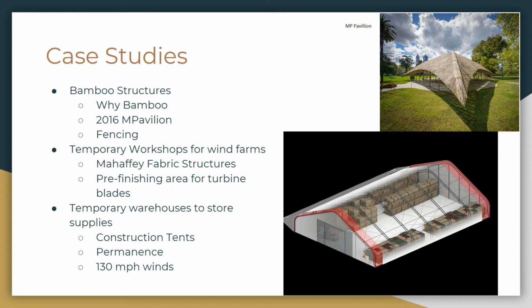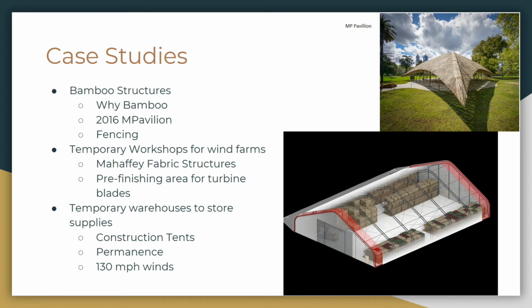Temporary structures are often used for the construction of wind farms. Large projects such as wind farms oftentimes are located in remote locations, but the need for dry workspace is still present. Mahaffey fabric structures provide an optimal location for work to be conducted on wind turbines without the need for being permanent.